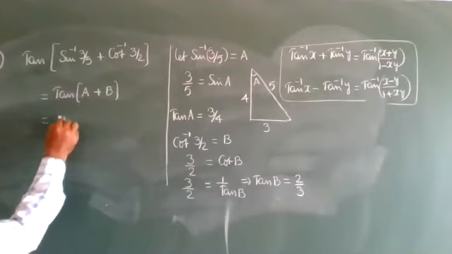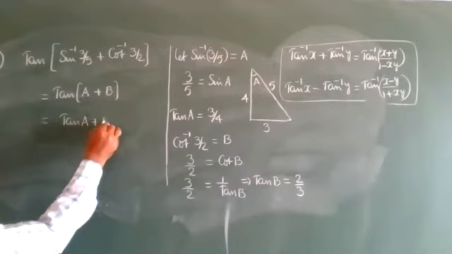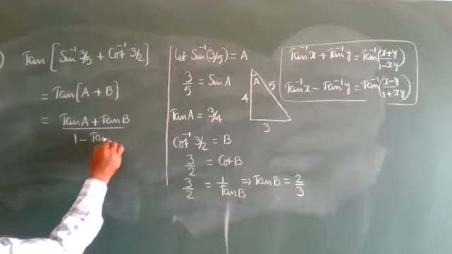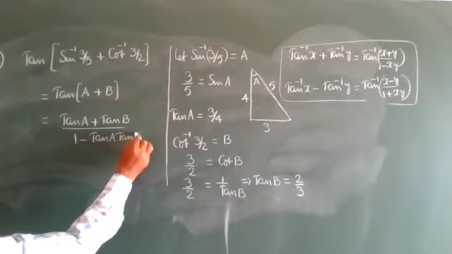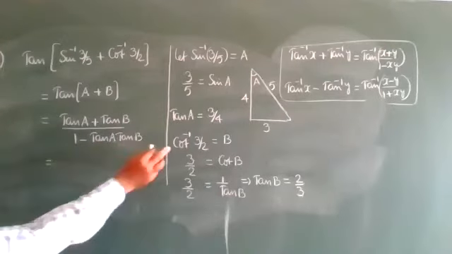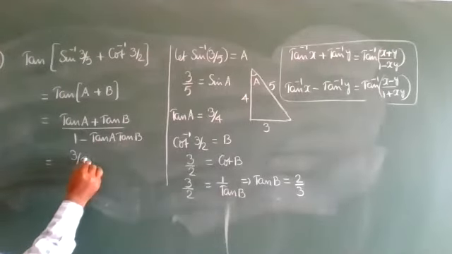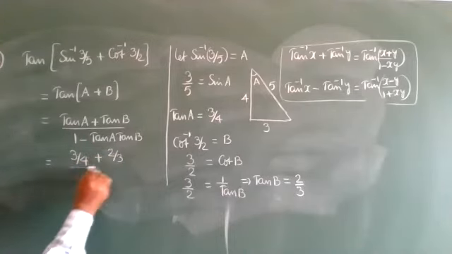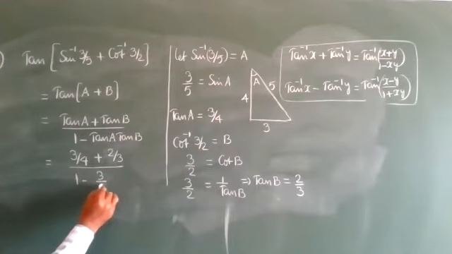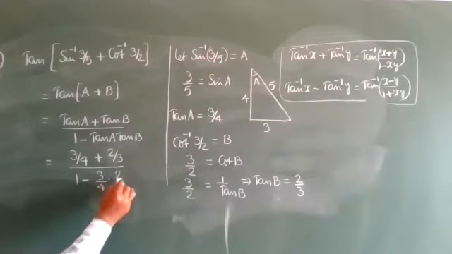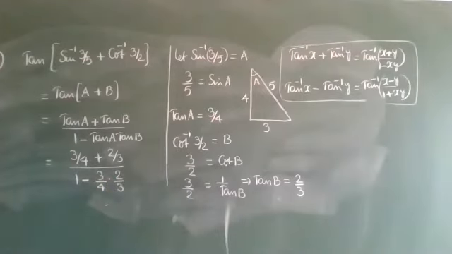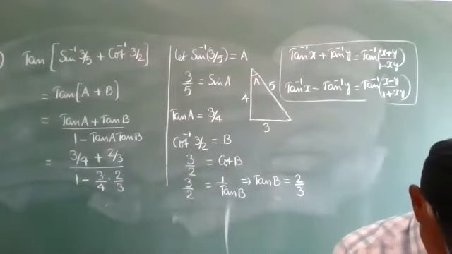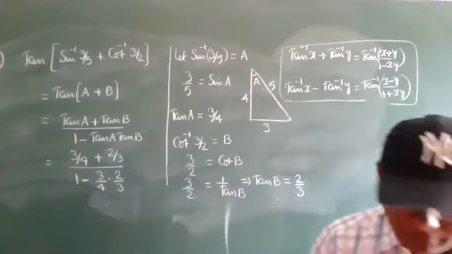Now write down tan A plus tan B by 1 minus tan A into tan B. What is the tan A value? It is 3 by 4. What is the tan B value? It is 2 by 3. In the denominator, 1 minus tan A into tan B, with tan A as 3 by 4 and tan B as 2 by 3. Take LCM and simplify. We get the required answer.